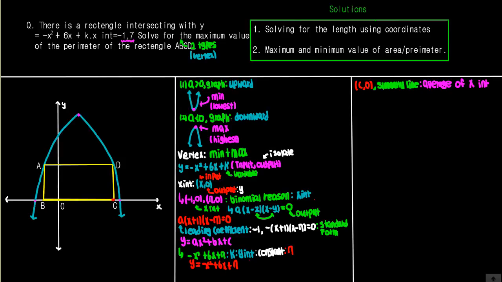So we could usually use it through our binomial form, and our binomial form was negative times x plus 1 times x minus 7. And from here, our x-intercepts were negative 1 and positive 7. And our average is the same thing as the arithmetic mean, which is negative 1 plus 7.